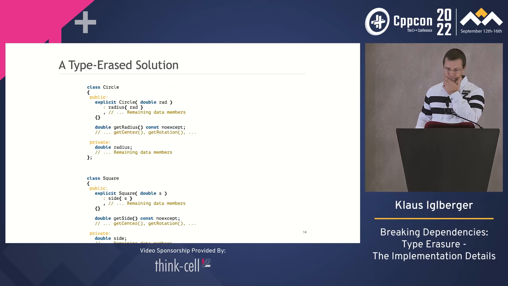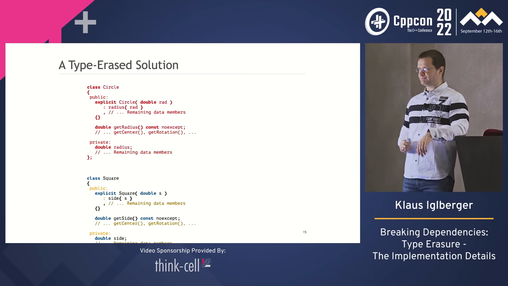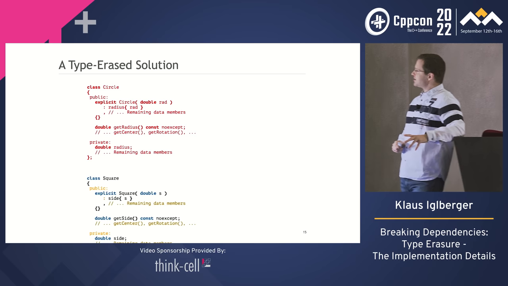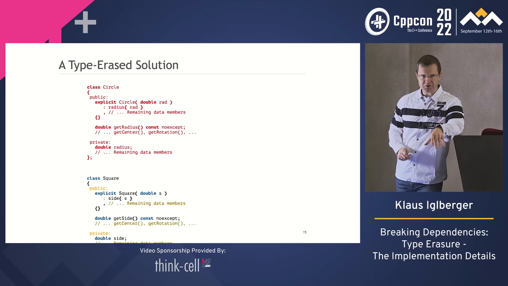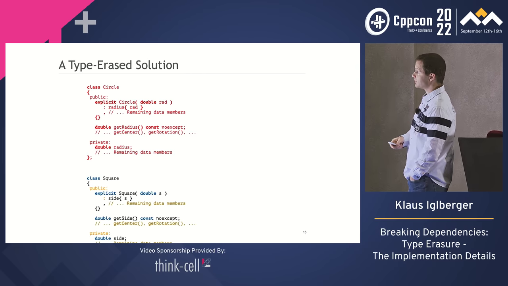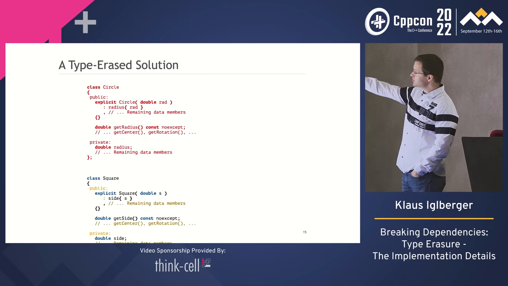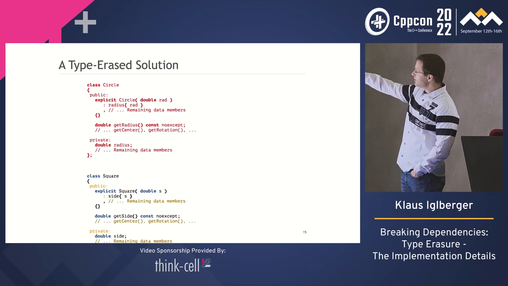So, here you go. I start simple with a circle class. And this is a class, as you probably would expect, of a circle. So the circle gets a radius, has a data member radius, probably a few more data members, of course, because there's probably some center point, perhaps some kind of rotation. And so there's also a couple of getter functions. But most important, actually, is what you do not see.